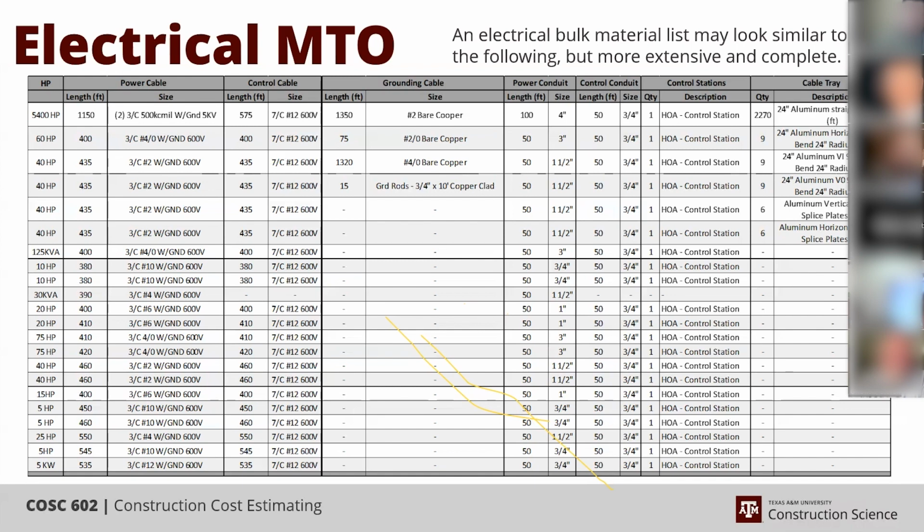Similar but different would be lightning protection, where you have your lightning rods at the high points of your equipment or your structures, and then that copper cable is going to run down the structure and then tie into the grounding grid as well.